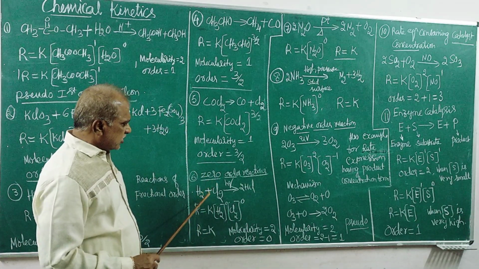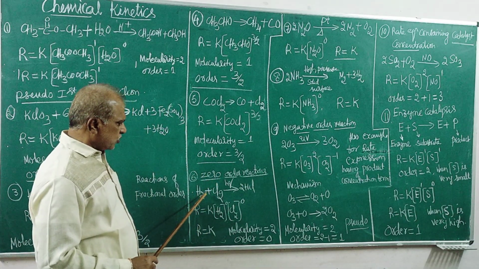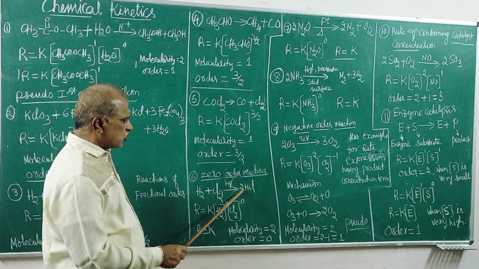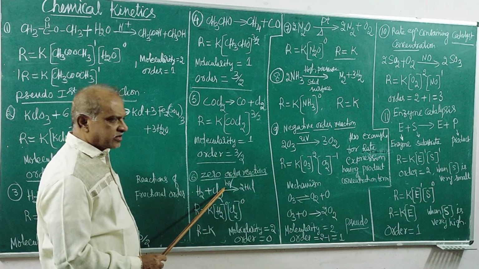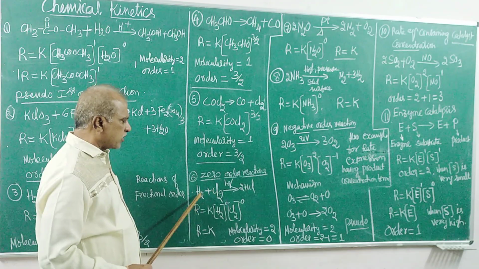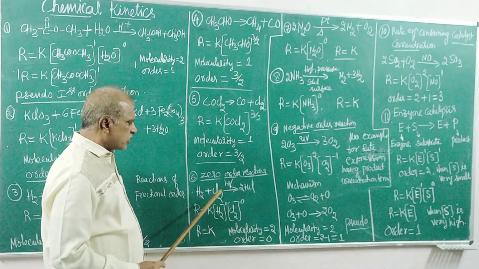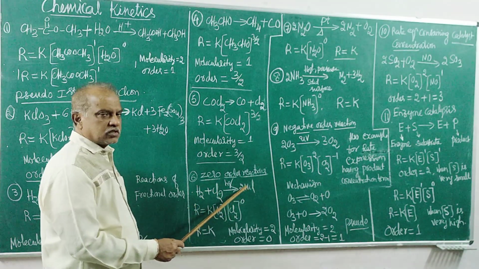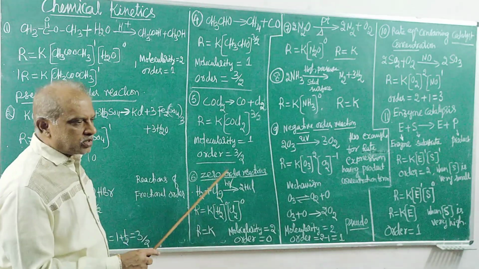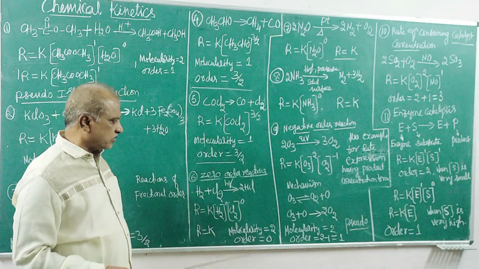In this case, look at this chemical equation. H2 plus Cl2 gives 2HCl in presence of light. It is a photochemical reaction. Photochemical combination of H2 and Cl2 gives HCl. It is, of course, a free radical mechanism, a very fast reaction.